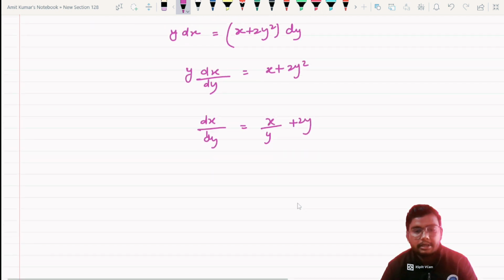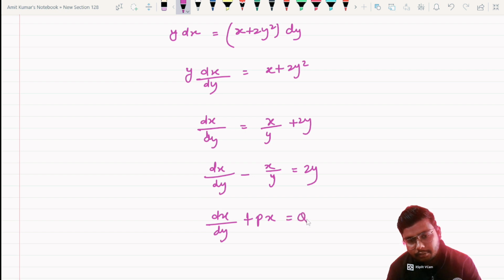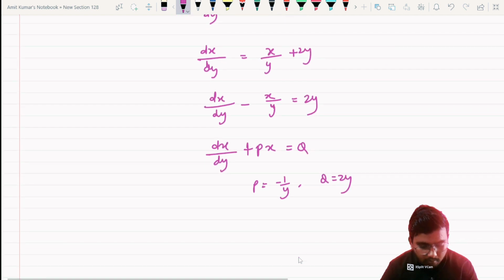Now just take x by y to the left side. I am trying to convert it into a linear differential equation, so it can be written like this. Now just compare with this one: dx by dy plus Px equal to Q. If you compare, you can see that P is minus 1 by y and Q is 2y.